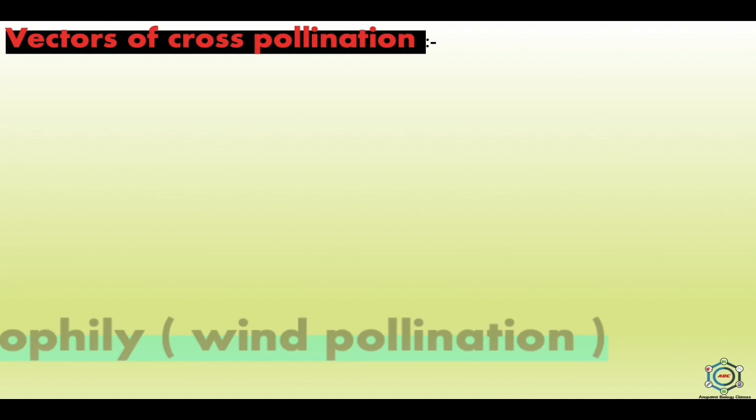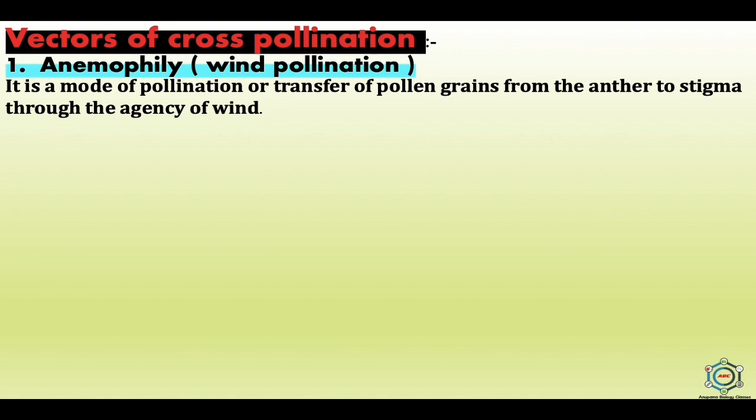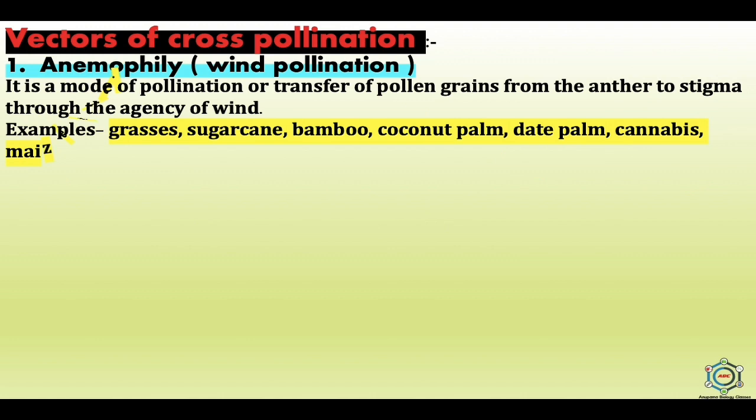In which the first one is anemophily, that means wind pollination. It is a mode of pollination or transfer of pollen grains from the anther to the stigma through the agency of wind. And the examples are, here you can see, grasses, sugarcane, bamboo, coconut palm, date palm, cannabis, maize, etc.